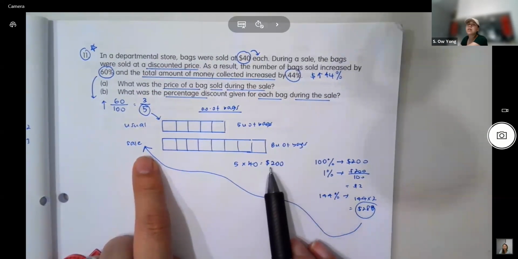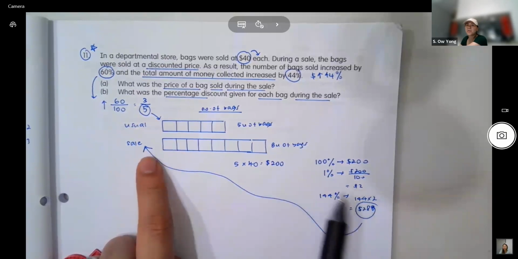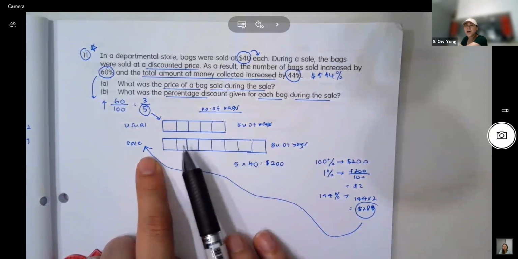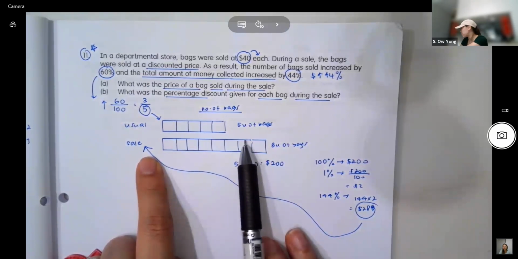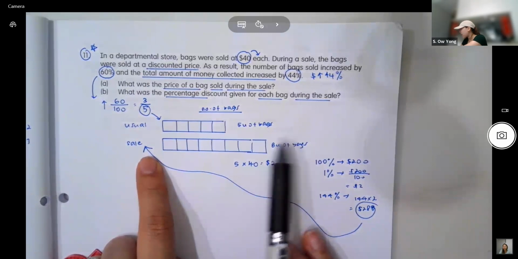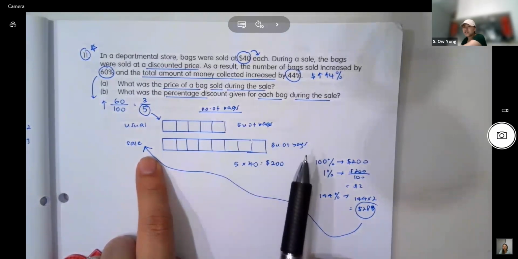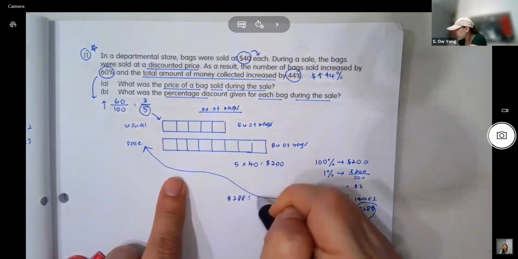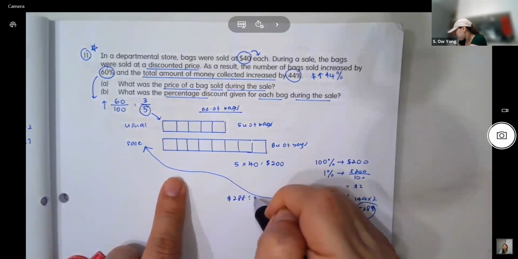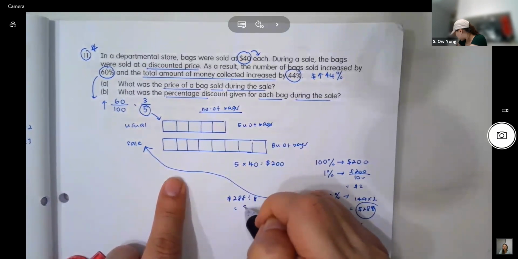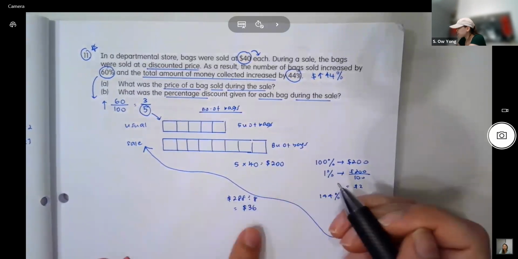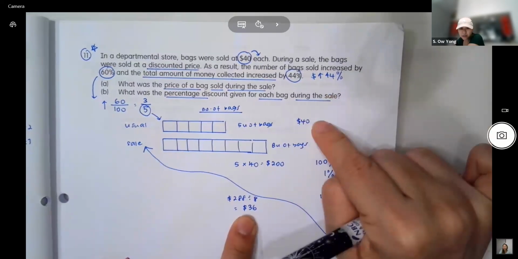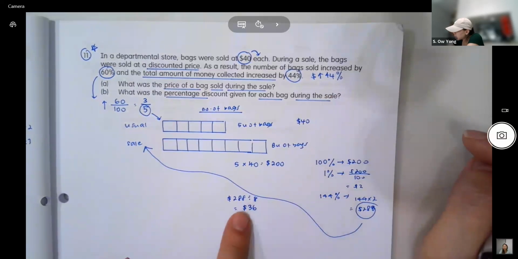No sale, only $200. So what will happen is, if let's say during a sale, I buy 8 units of bag. How much is the bag during the sale? So you take 288 divided by 8, which is you will get $36. Oh, usual price $40. Now during a sale is $36.